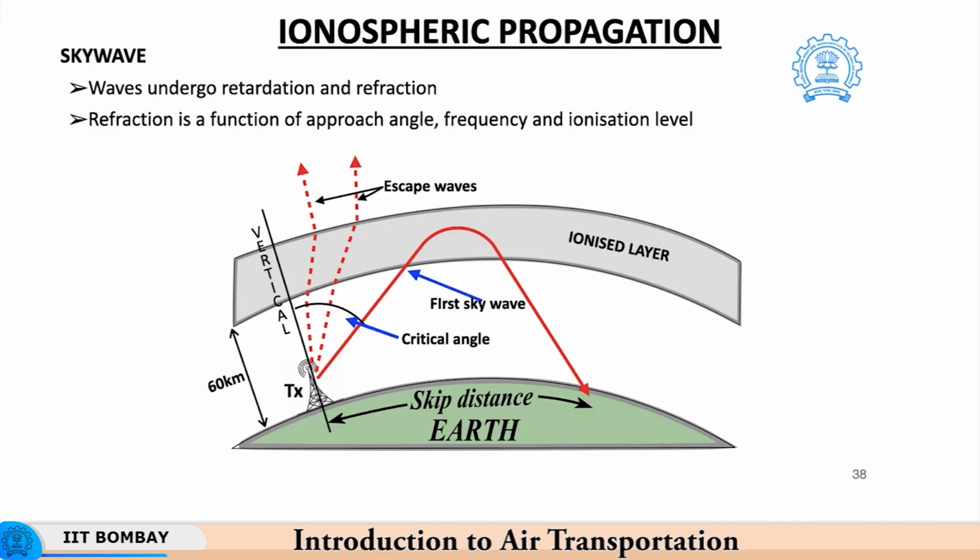The angle at which such a first sky wave occurs is called the critical angle, and subsequently, as more signals approach with higher approach angles, more sky waves will reach. This is how sky waves actually propagate.